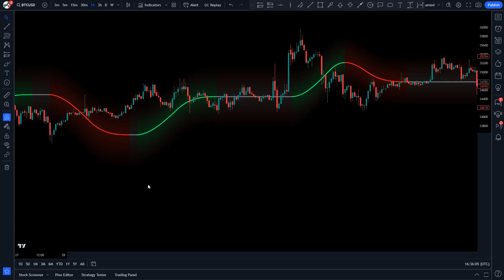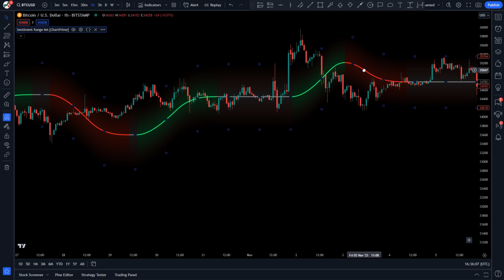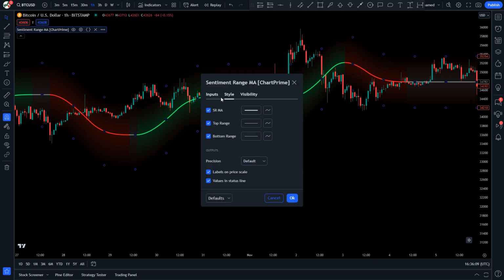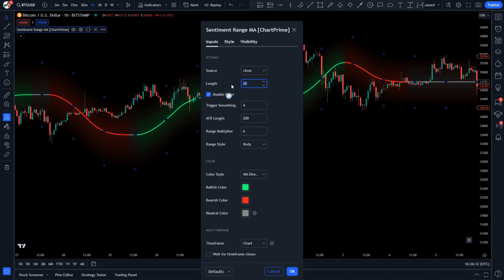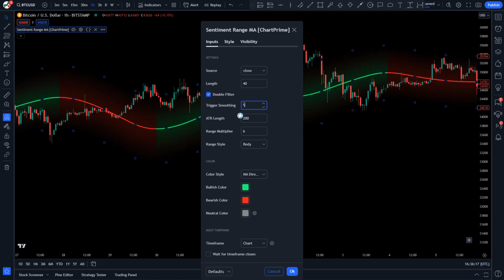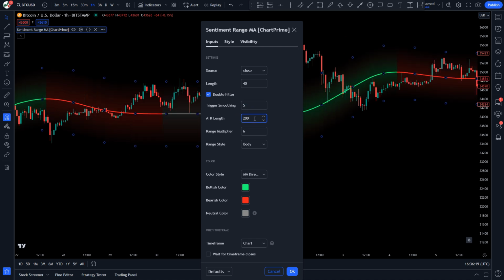In the indicator inputs you can customize the moving average length and sensitivity. I personally prefer setting the length at 40. The main purpose of the double filter is to smooth out the moving average. I recommend setting trigger smoothing to 5 instead of 4.